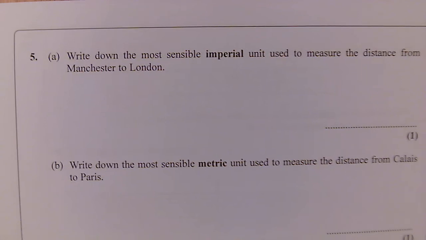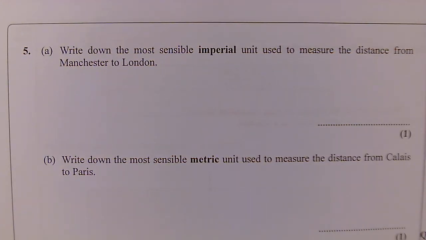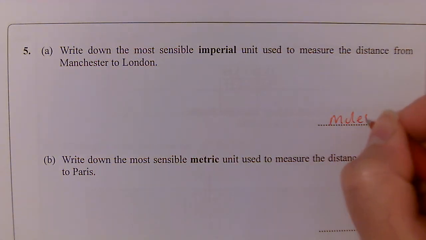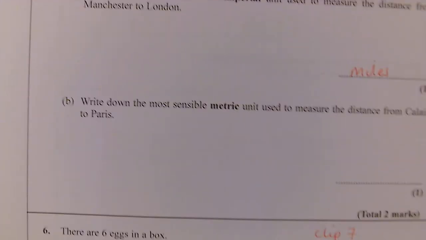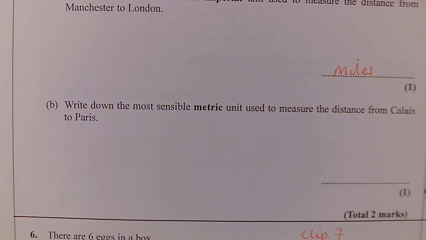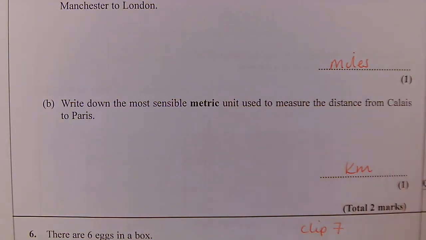Okay, question 5. So write down the most sensible imperial unit used to measure the distance from Manchester to London. That would be in miles. Write down the most sensible metric unit used to measure the distance from Calais to Paris. That would be in kilometres.